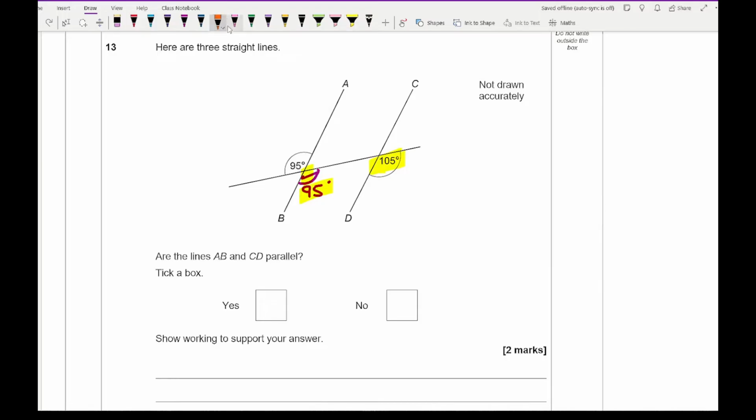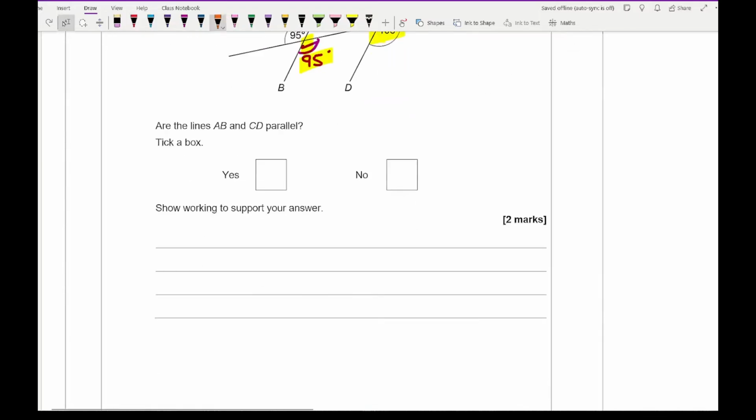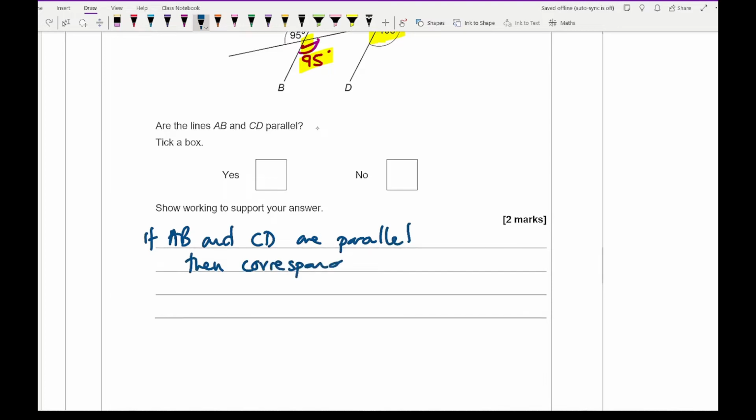So we just need to write something along the lines of: if AB and CD are parallel, then corresponding angles are equal, which they are not. So 95 does not equal 105, so therefore it's not the same.